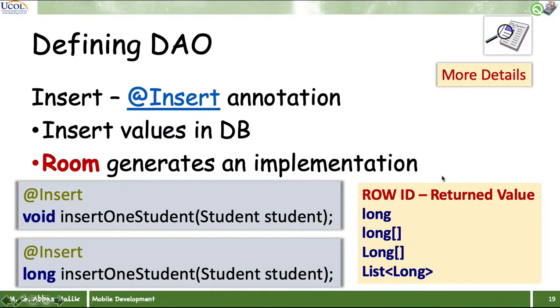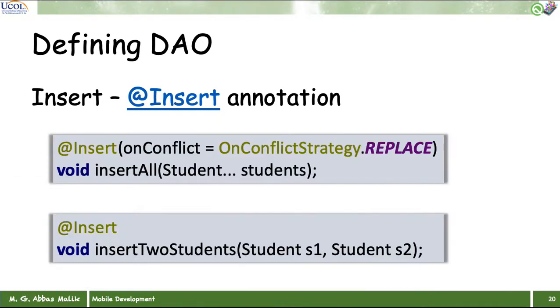We can specify any of these four return types for our insert operation. If you want to see more information, you can click on the more details and documentation link, and you will have more information about the @Insert annotation and about accessing the database using our Room framework. It will give you more details about how we can access the database inside our mobile application.